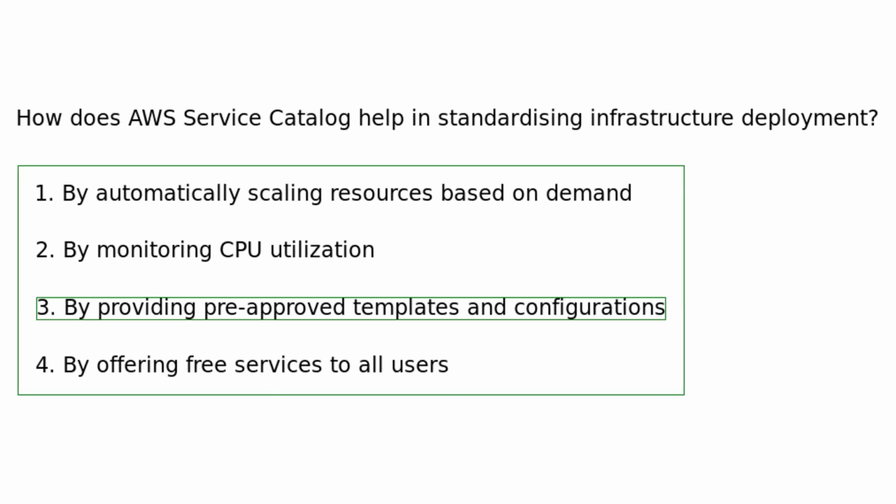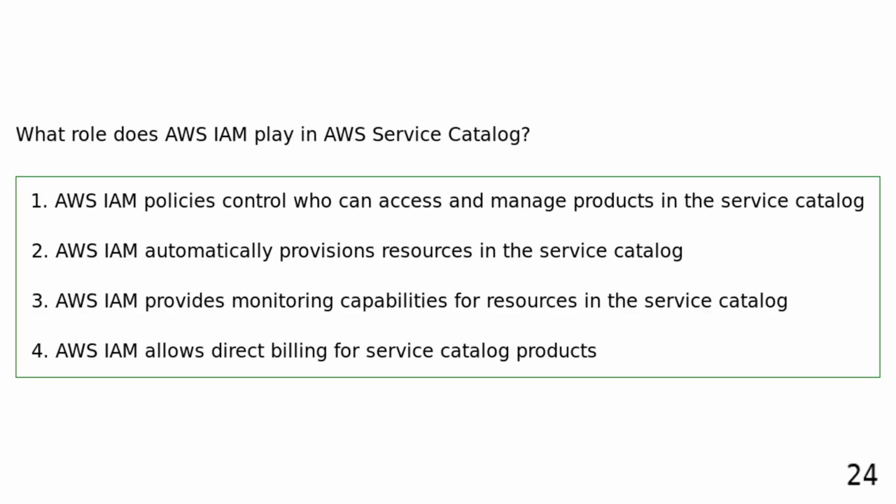AWS Service Catalog helps in standardizing infrastructure deployment by providing pre-approved templates and configurations that adhere to organizational policies and best practices. What role does AWS IAM play in AWS Service Catalog?